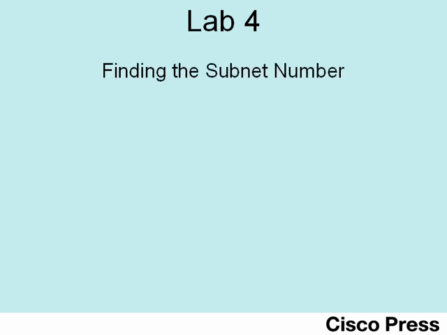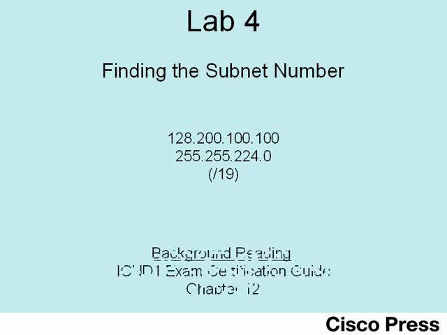This video demonstrates a process by which, with no binary math, you can find the subnet number in which an IP address resides. In particular, this video shows how to find the resident subnet for IP address 128.200.100.100 with mask 255.255.224.0. Also, if you're following along with the Cisco Press exam certification guides, note that it's best to have read Chapter 12 of the ICND1 book before watching this video.